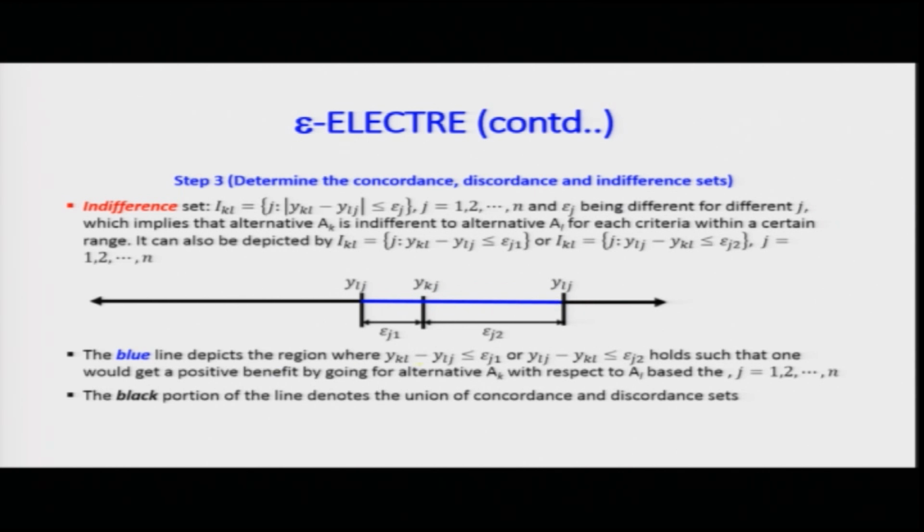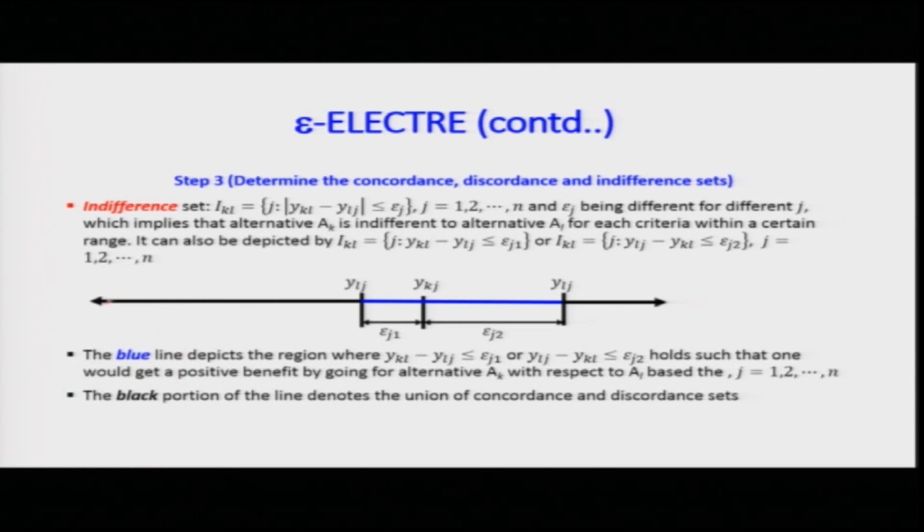The blue line depicts the region where the difference is either less than or equal to epsilon j1 or less than or equal to epsilon j2, depending on which side you are looking at, and it will hold true that one would get a positive benefit by taking A k with respect to A l, depending on the epsilon values and the criteria number.